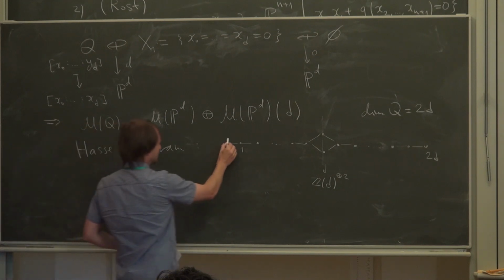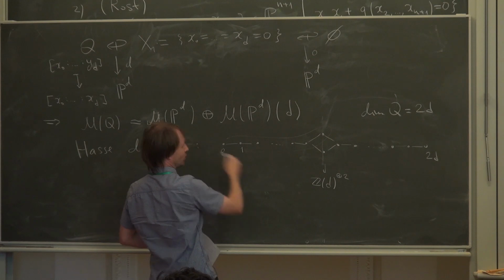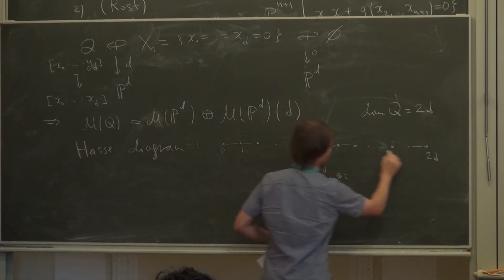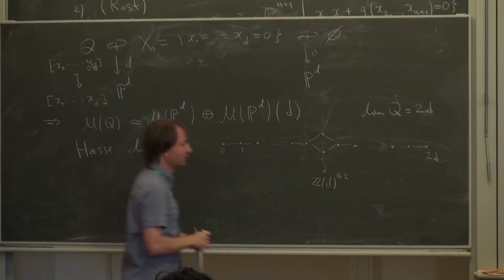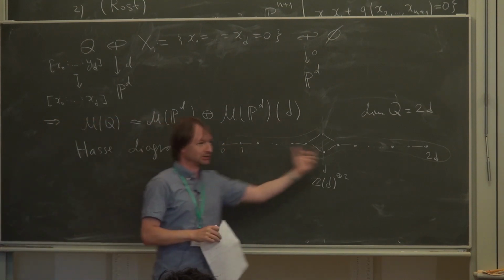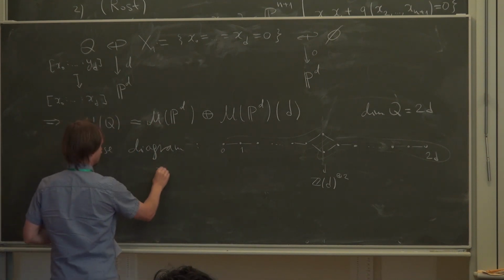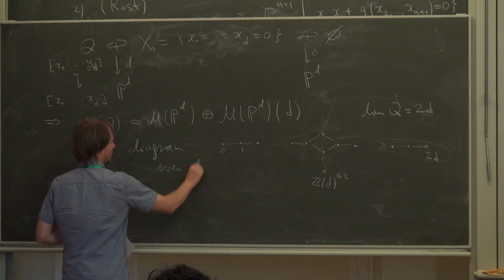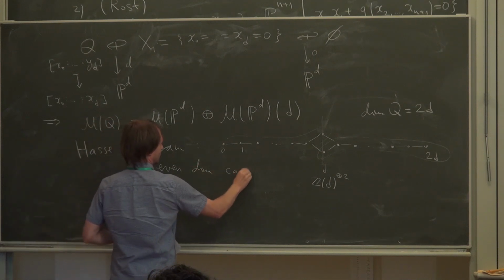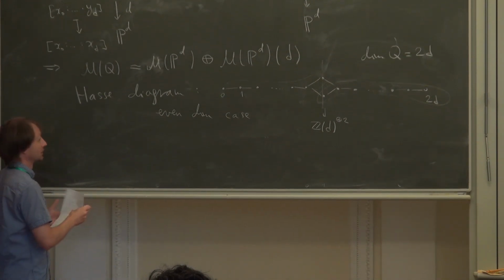So if you want, this is the first one or the second one, and this is another copy of P^d shifted by d. Okay, so we shift it to the right. Well, so this is the even dimensional case. And also we will need the Hasse diagram for the odd dimensional case.